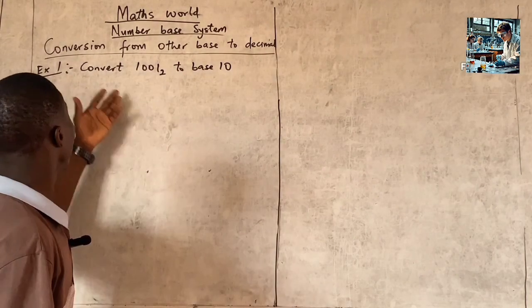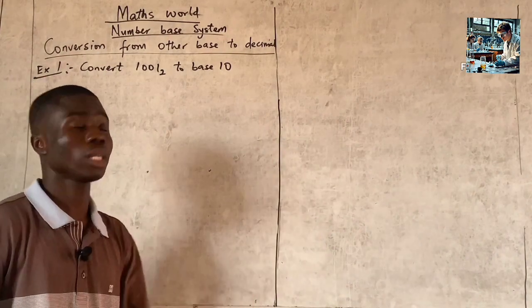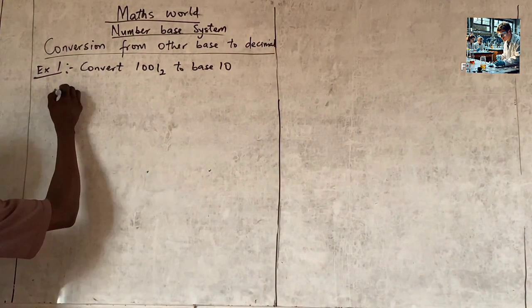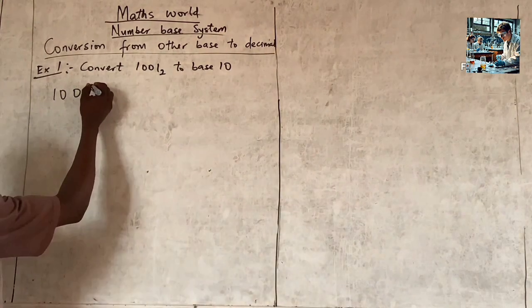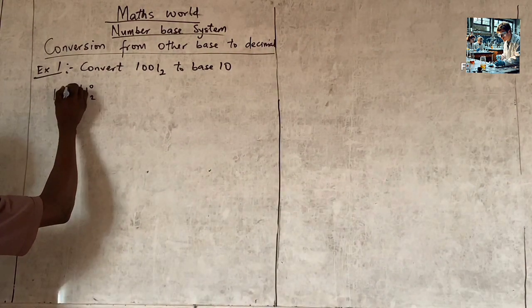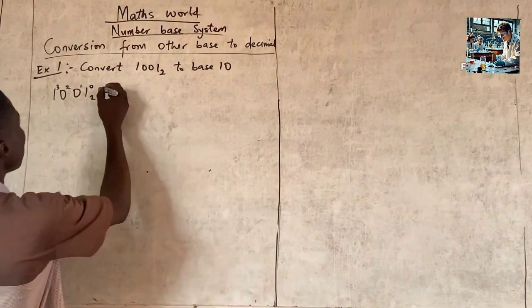Question comes, convert 1001 base 2 to what? To base 10. Now let's go. How do you do that? Remember, you number from the back like the one I did earlier. You number from the back 0, 1, 2 and 3. That's the first step.